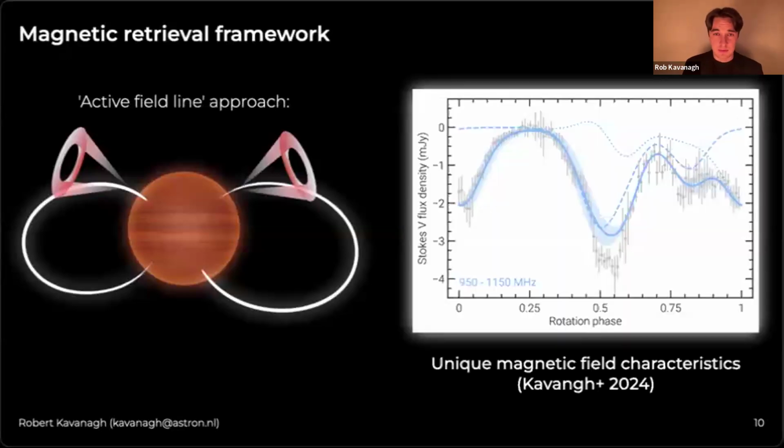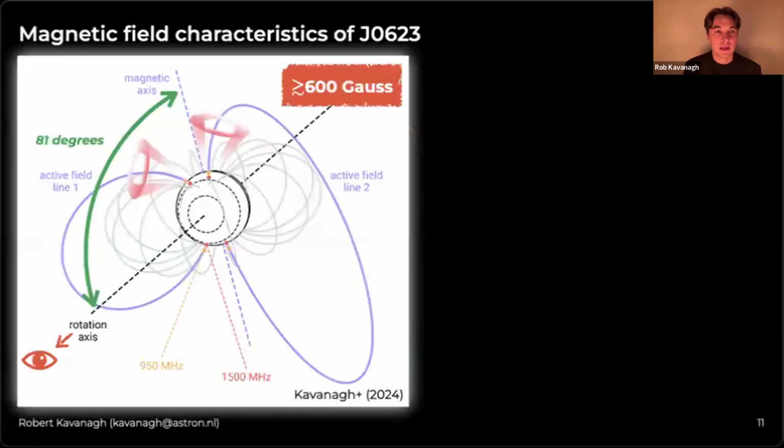And so after lots of head scratching and battling with nested sampling algorithms, you can actually get this to work if you have good enough data. And so this is the fit that we obtained for this T8 dwarf. And so what does this actually look like?